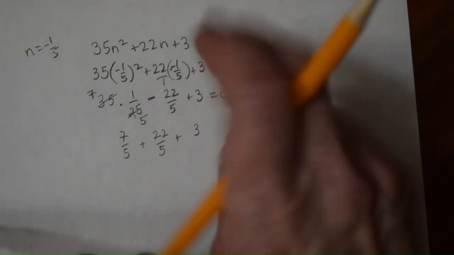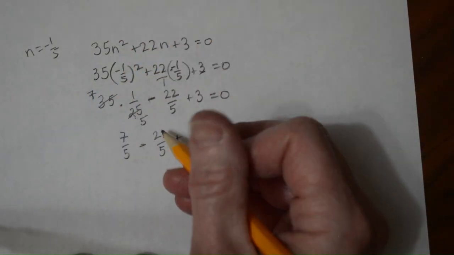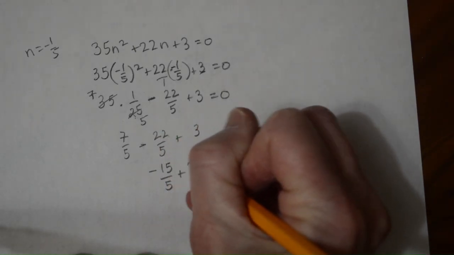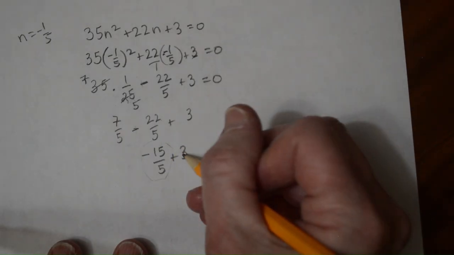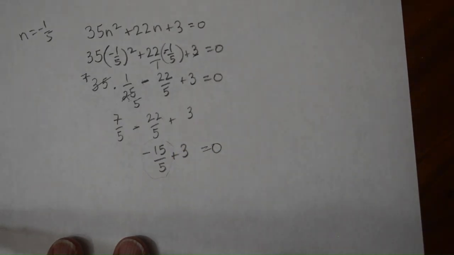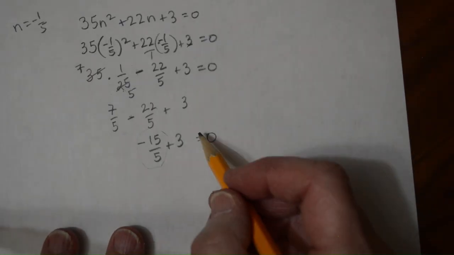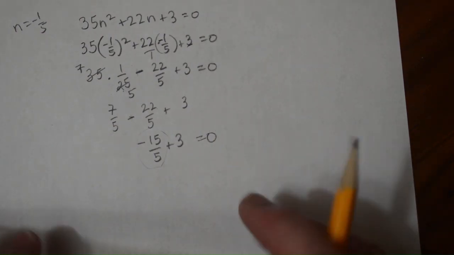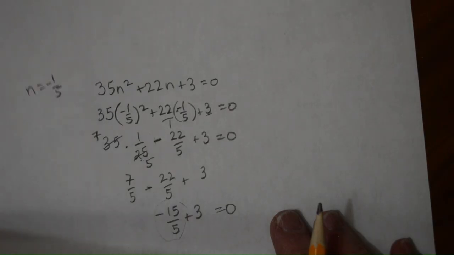All right, so 7/5 minus 22/5. What do we get? We get negative 15/5 right there, plus 3. Negative 15/5 is negative 3, plus 3 equals 0. Again, if you want the practice of doing that, you can. If you don't have an answer key, that's what you should do. But because you have an answer key, please, when you get a fractional answer, use your answer key to check that.